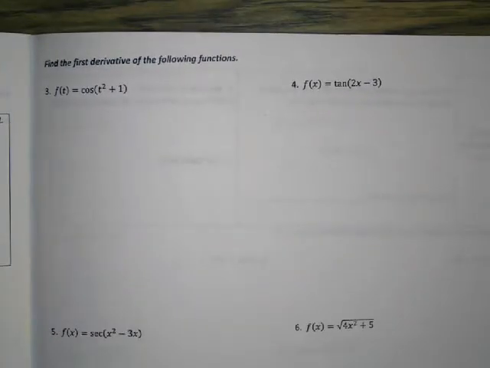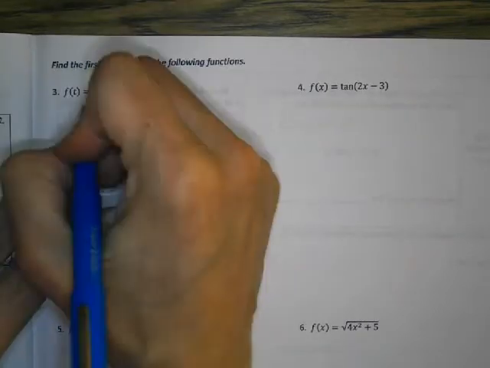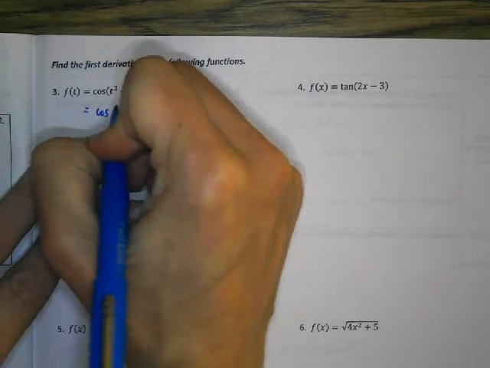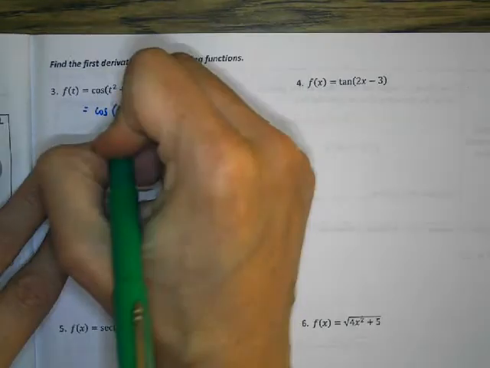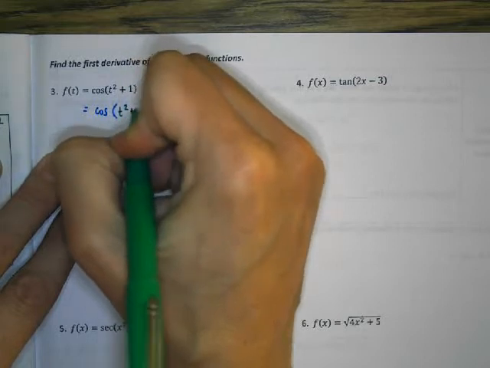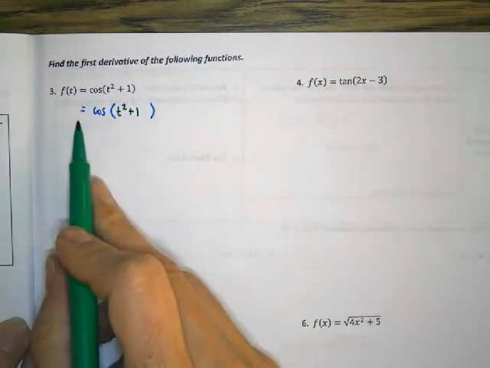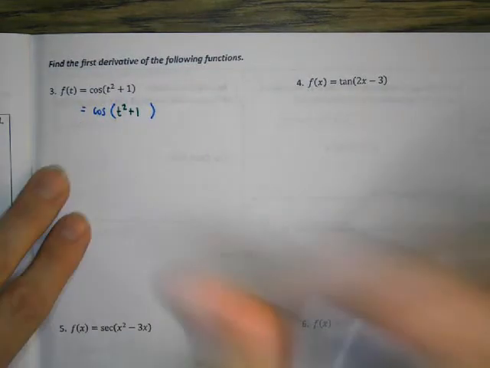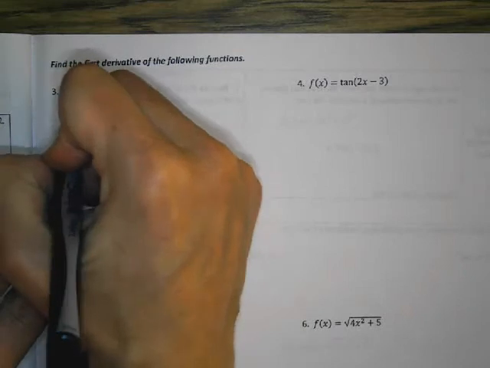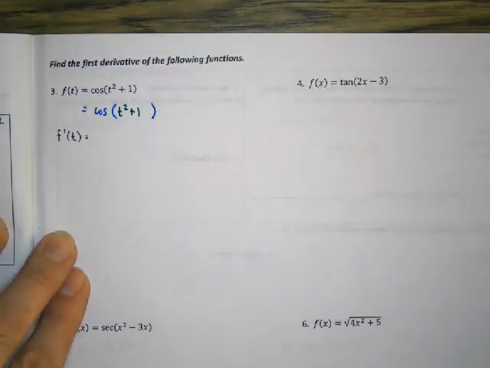Okay, so again, in number 3, same type of problem as number 2. Again, my outside function is cosine, and my inside function is t squared plus 1. Notice I just put that equal to. I haven't found a derivative yet. I'm still just rewriting my original function. So now in the next step is where I use my derivative notation, f prime of t.